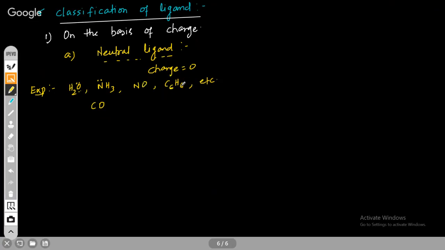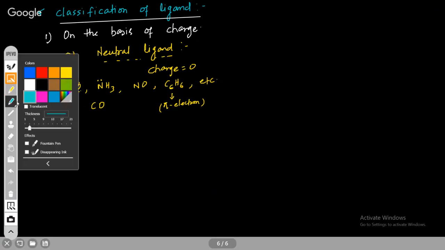C6H6, there is no lone pair on it, but the pi electron can take part in bonding. Pi electron of it, we'll discuss this later. That also may form a coordinate bond, pi electron of C6H6. We'll discuss those later. All these are neutral ligands because there is no charge present on them.